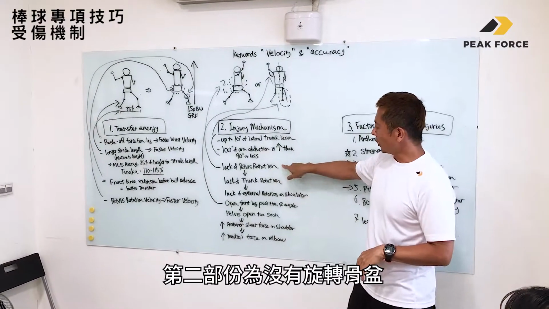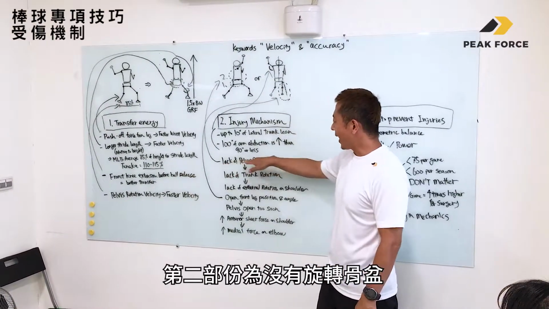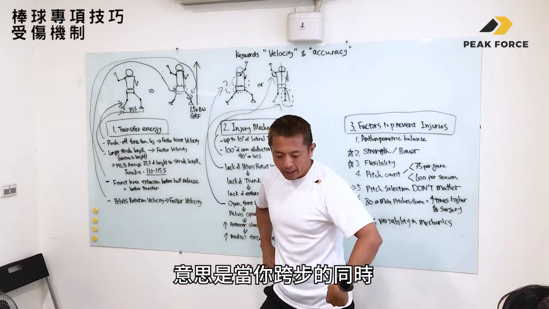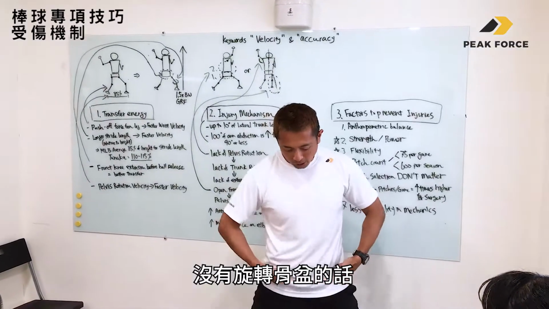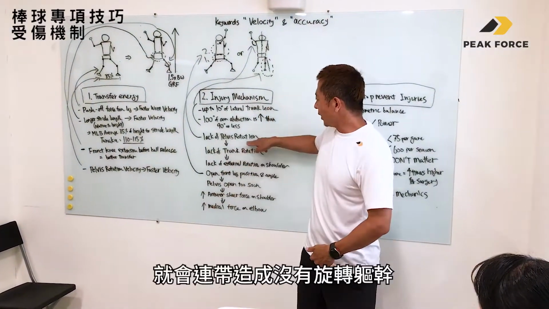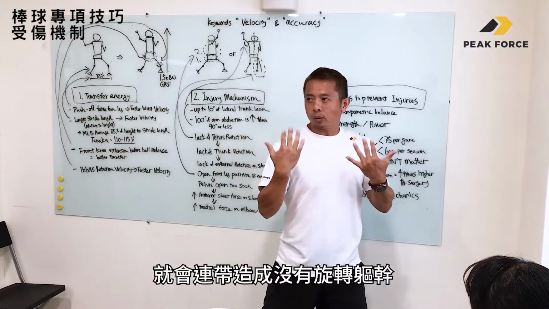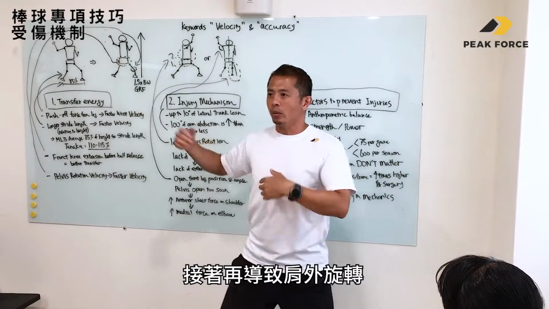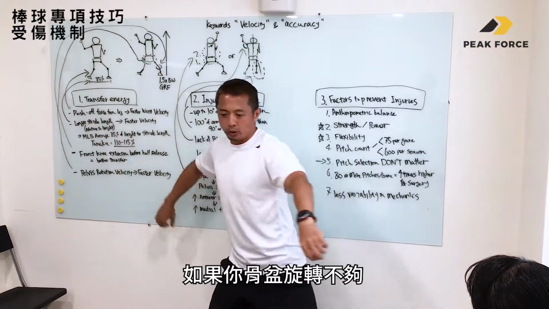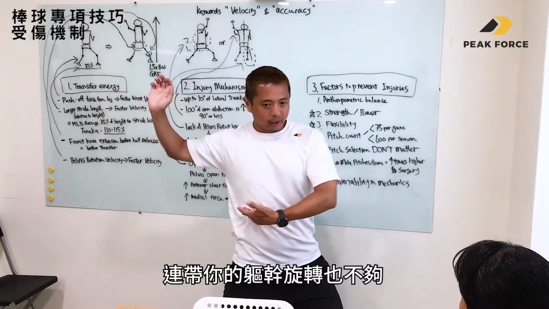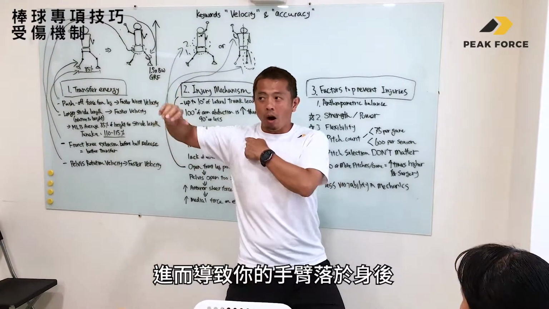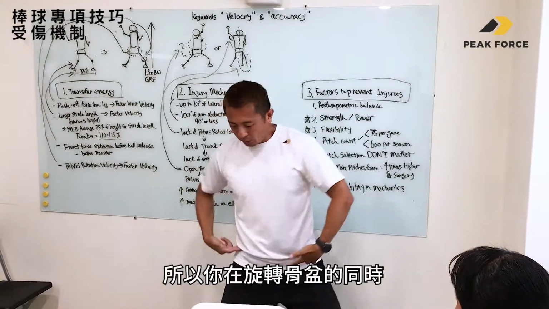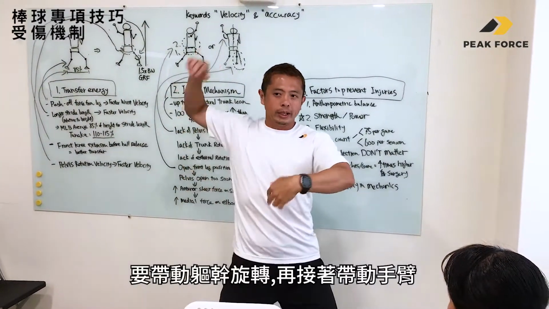The second portion is related to here, the lack of pelvis rotation. It means that when you stride out, if you don't have that pelvic rotation, that's going to lead to lack of trunk rotation. And then that's going to lead to lack of external rotation. What that means is, it's a linkage. If you don't have a very good pelvic rotation, you're not going to have a good rotation of the trunk. Then the arm gets really behind. So you have to have a pelvic rotation and trunk rotation to bring the arm.